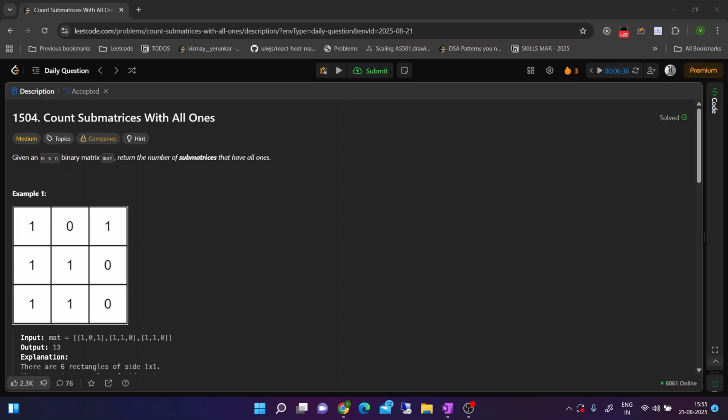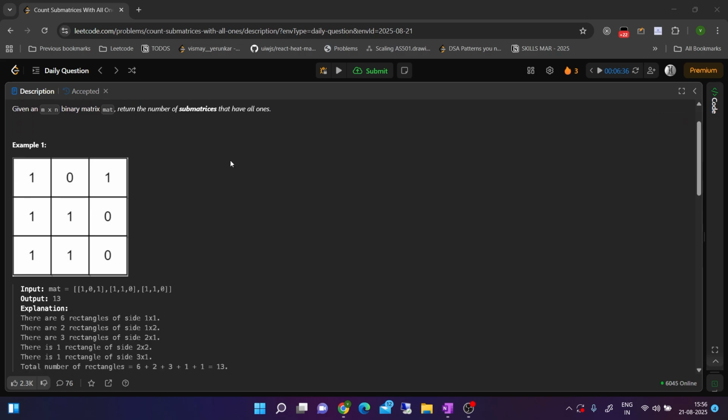So in this video, we will be solving today's daily LeetCode challenge, which is Count Submatrices with All Ones. We are given an n by m binary matrix, which is mat, and we have to return the number of submatrices that have all ones. Okay, so let's consider this first example. Here the answer is 13.